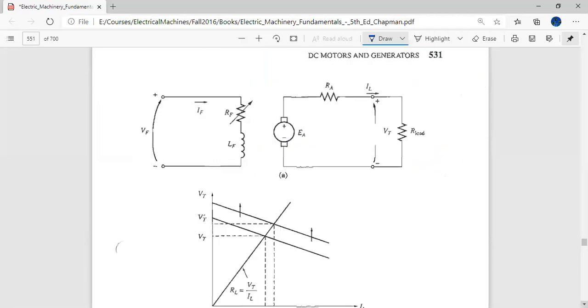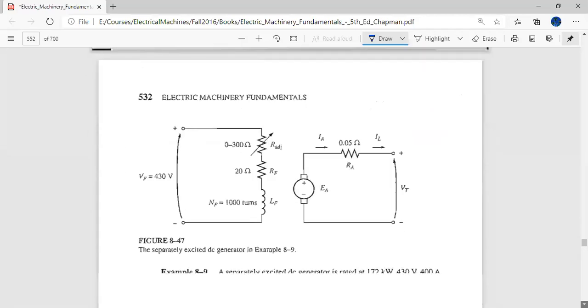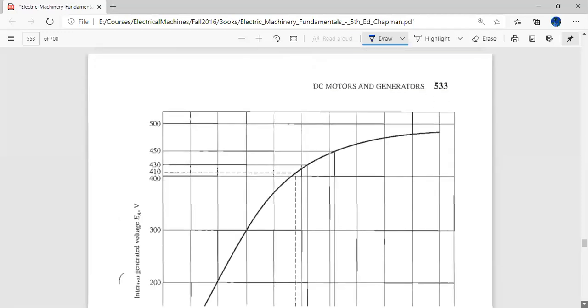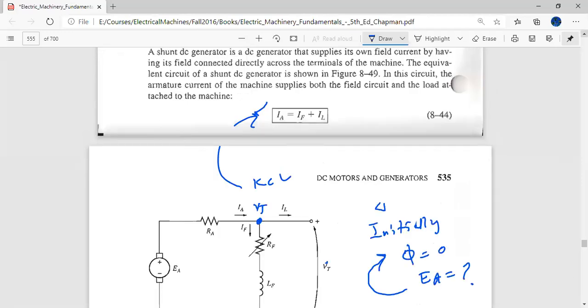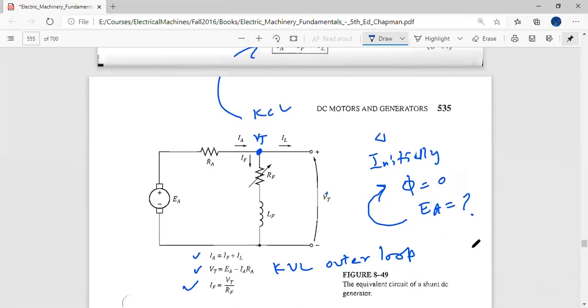When we look at the shunt DC generator, it is the same as the shunt DC motor. The field circuit is in parallel to the armature, and the generator, when it is supplying current, is supplying to both the field and the load. So the KCL equation gives this: the armature current is the sum of the field current and the load current.